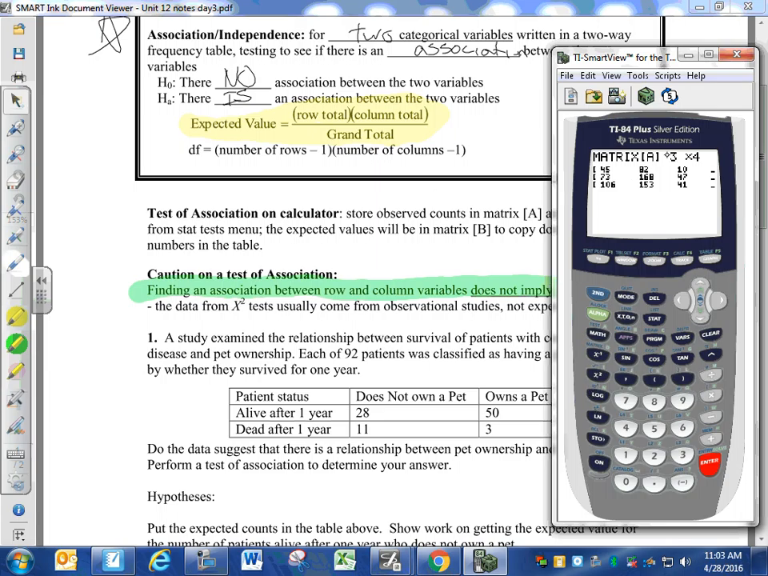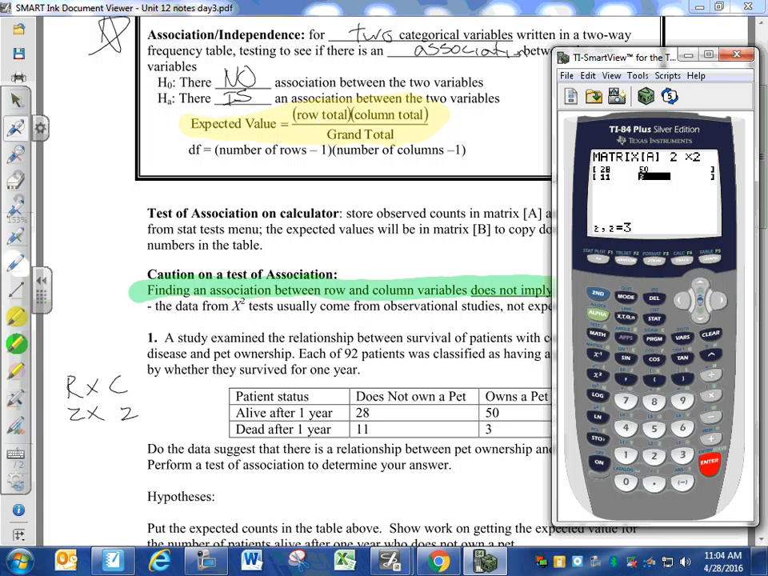Now, remember, it is rows by columns. Two by two. I want a 2 by 2. Enter. Then I'm going to write over what I have in here. 28, 50, 11, 3. We're going to compare those values to expected values.